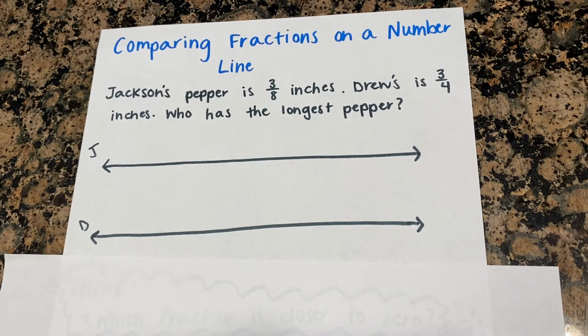Here's our problem of the day. Third grade students are growing peppers. The student with the longest pepper wins the Green Thumb Award. Jackson's pepper measured 3/8 inches. Drew's is 3/4 inches long. Who won the award? Draw a number line to prove your answer.